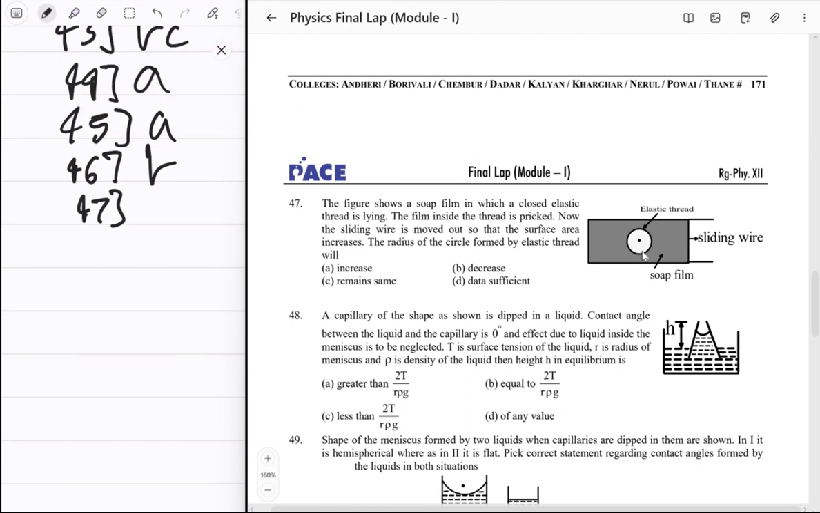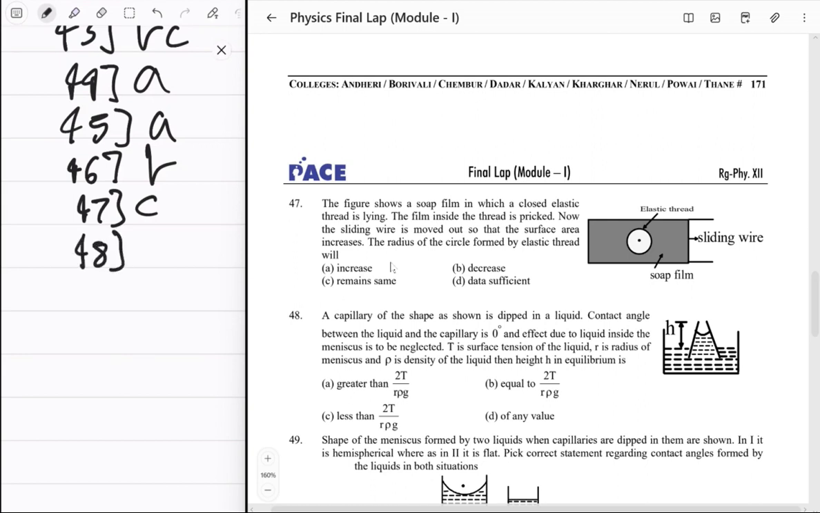This is very weird. Inside the thread. What? It's pricked. Oh, okay. Right. और ये elastic thread है. Well, that doesn't look good. It's like, okay, it's pulling it in every direction, right? So इसलिए ये, okay. Now the sliding wire is moved so that the surface area increases. The radius of the circle formed by the elastic thread will be the same. In fact, what's the big deal? You know, surface tension थोड़ी ना change होता है. Yeah. So it will remain same. So 47 का C.